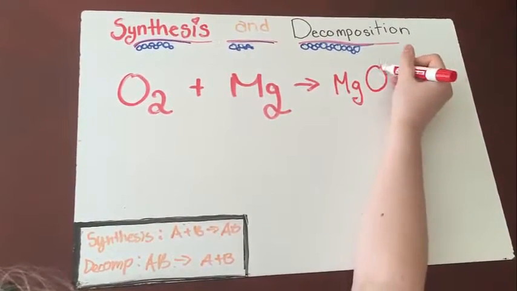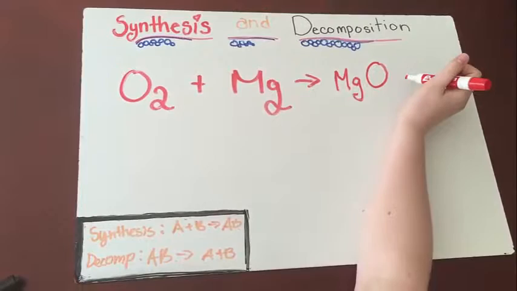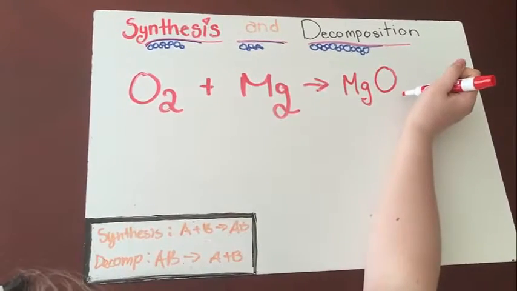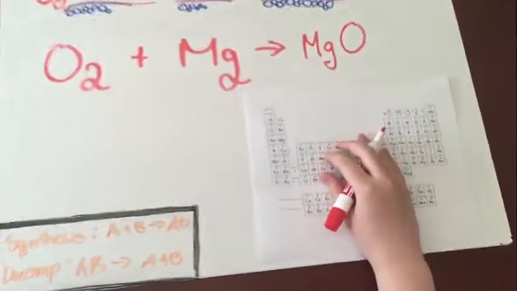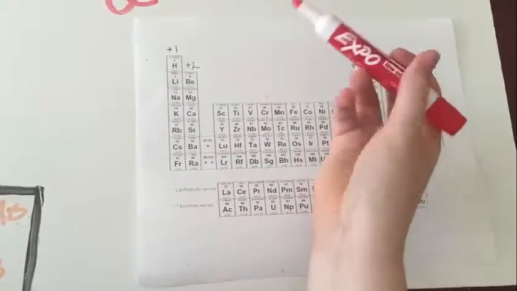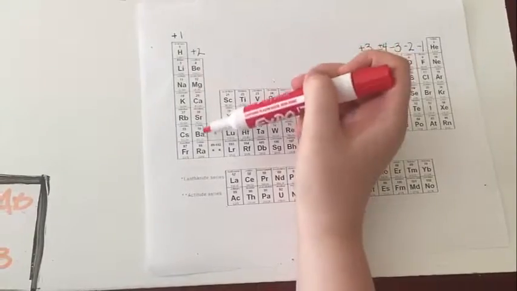So magnesium goes first because it is the metal, and the metal always goes first, and then oxygen is going to go at the end. Let's figure out the charge for magnesium. As you can see on the periodic table, it is in this column, so it has a +2 charge.